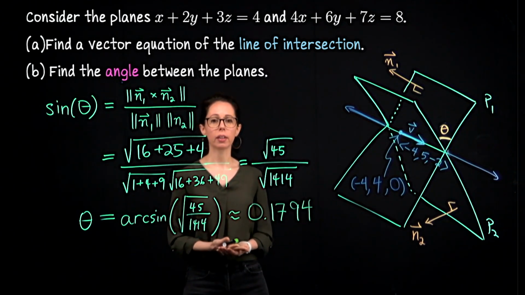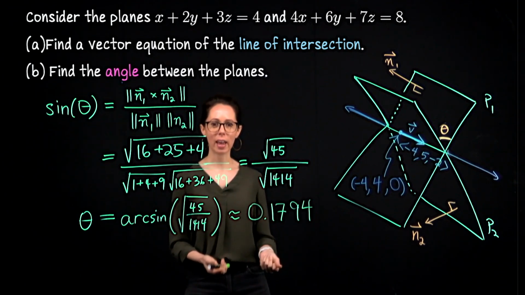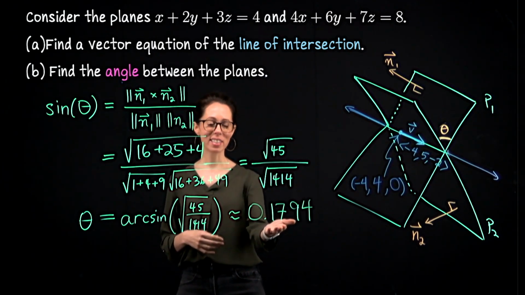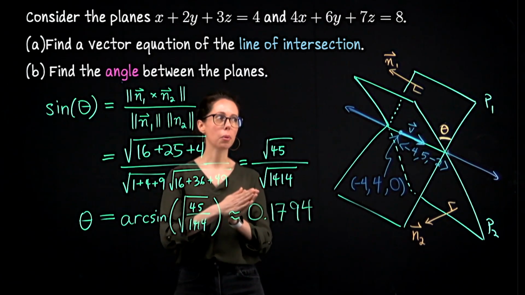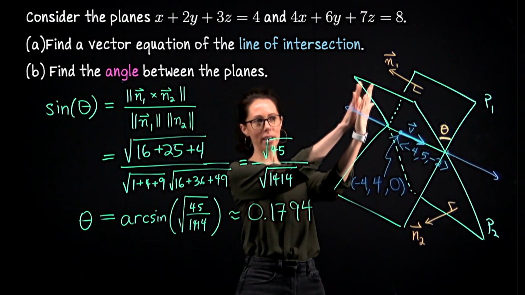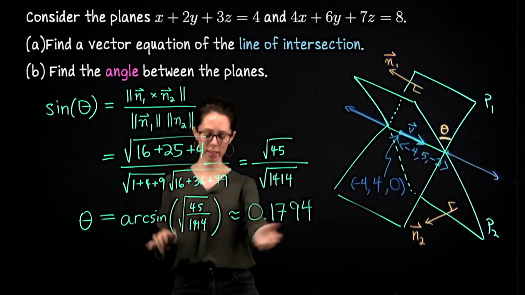I knew that I was working in radians. If I didn't, if I had to just make a quick guess, is this answer radians or degrees? Look how very small it is. This is almost 0. In degrees, we're looking for a number between 0 and 90. This being almost 0 means these planes are almost flat against each other. Okay, so that's just a clue that this answer is radians.